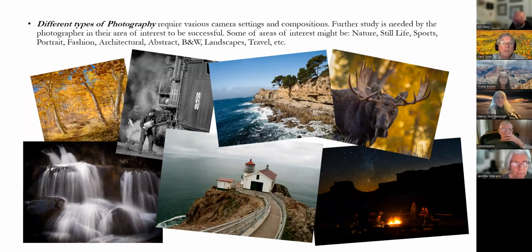Different types of photography require various camera settings and compositions. Further study is needed by the photographer in their area of interest to be successful. Some of the areas of interest might be nature, still life, sports, portrait, fashion, architectural, abstract, black and white, landscapes, travel, etc. You can see there's so many different ways that we can pursue photography. I put an example of a few things that I've done that I like.